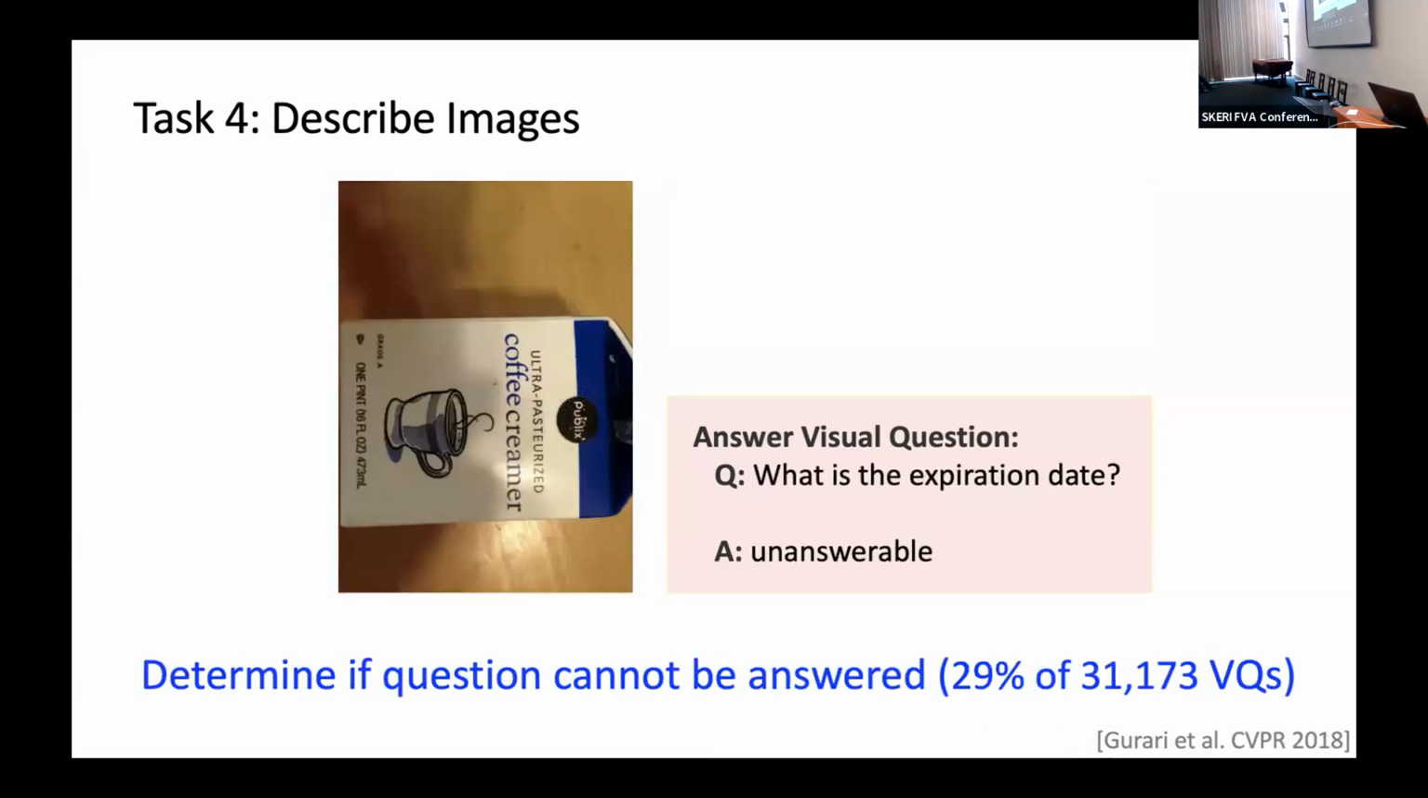One of the follow-up tasks that we introduced was also to determine whether a question can be answered or not. Here I show an image where the question is, what is the expiration date? You can't see on this carton of coffee creamer where it is. It's out of the view. And so in this case, the answer should be unanswerable. So that was another challenge we made. In our data set, we found that 29% of 31,173 visual questions had the situation where the question cannot be answered.